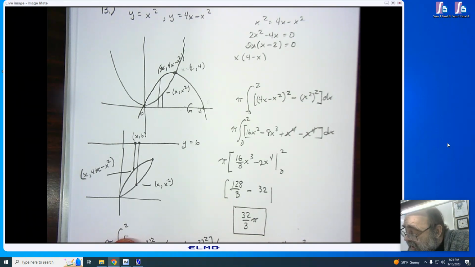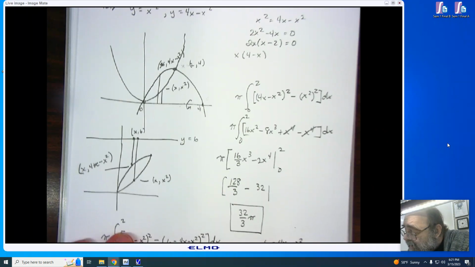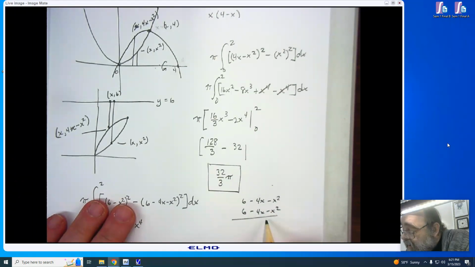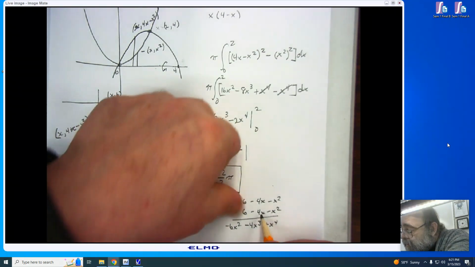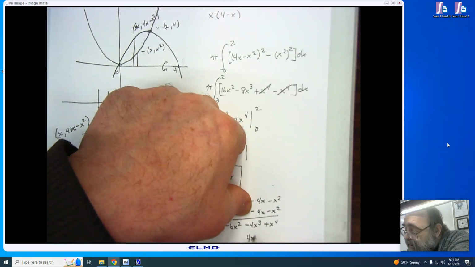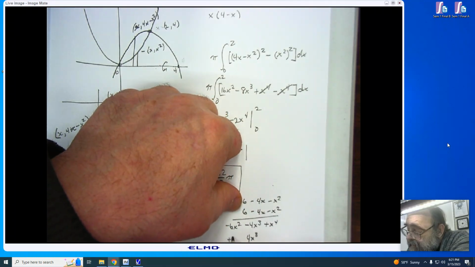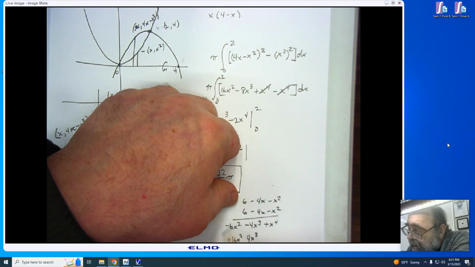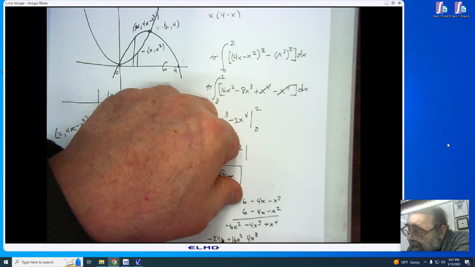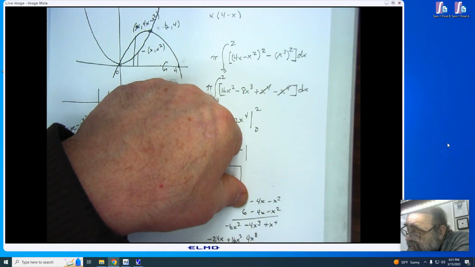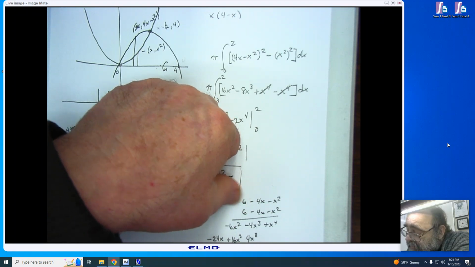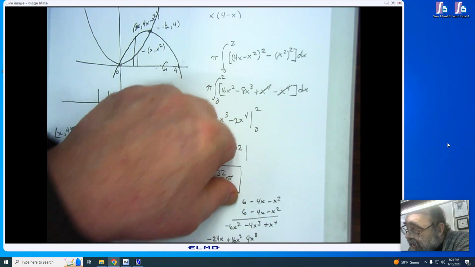Otherwise, you will make a mistake. This is the place where most people will make them. So I have a positive x to the fourth, a minus 4x cubed, a minus 6x squared, a positive 4x cubed, a positive 16x squared, and a negative 24x. We have another minus 6x squared. We have a minus 24x and a positive 36.